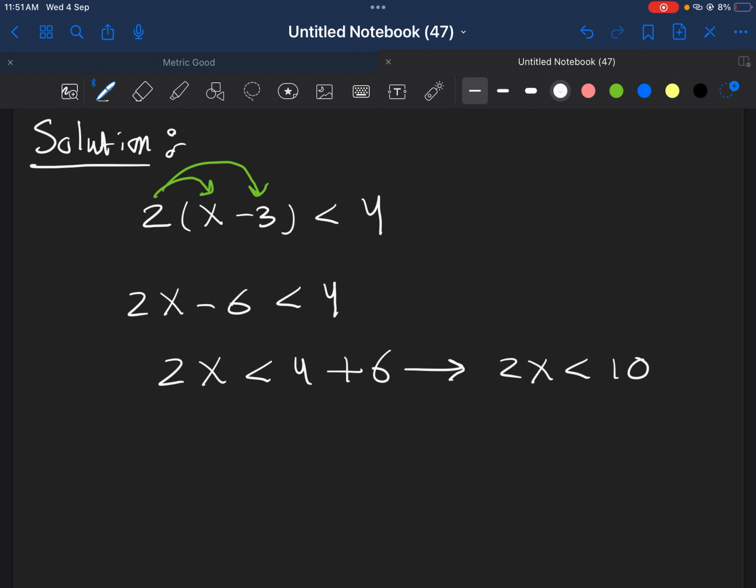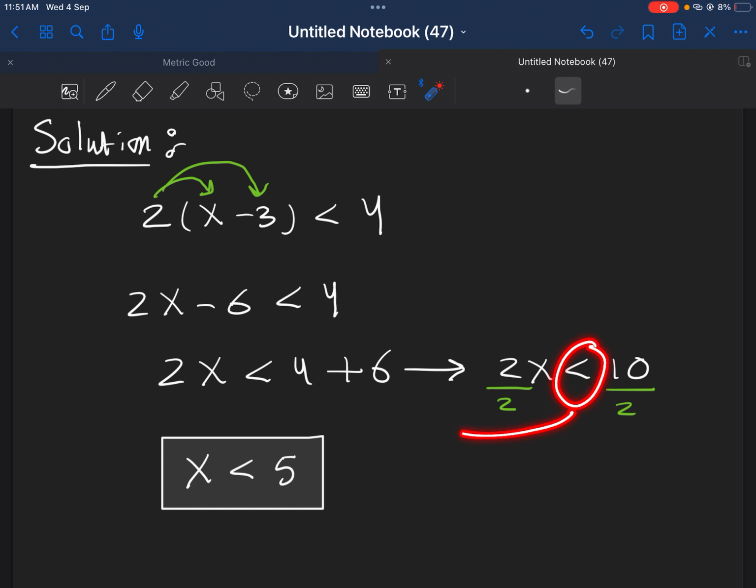Now, this is the crucial step. We will need to divide by 2. That's fine. As long as it is positive, no worries, nothing has to change. We keep everything exactly the same. So we get x < 10 divided by 2, which is 5, and that's the solution for the inequality. Remember, in this case, we don't need to flip the sign. It's just as is, because this is an inequality. And that's the solution.